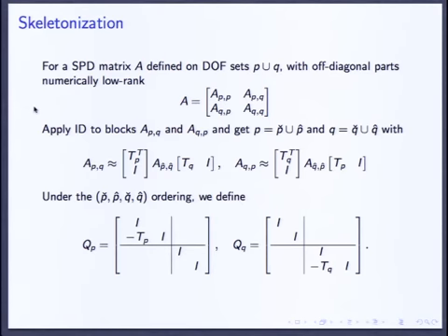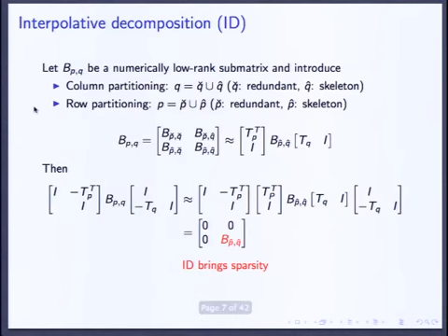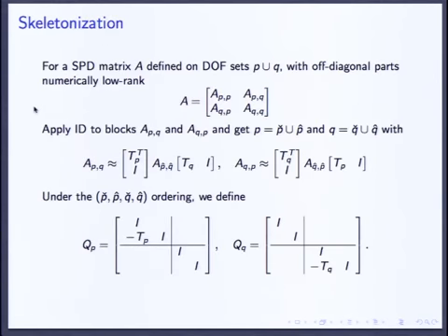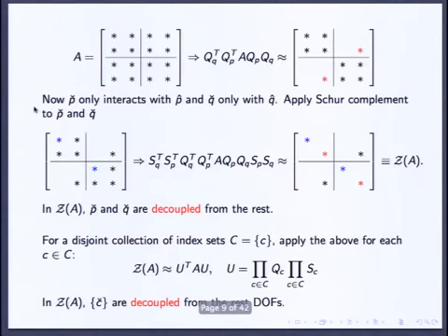Now, if you allow me to introduce this Q_P matrix and Q_Q matrix, what are these matrices? These are essentially the matrices that I used here, but I have to extend the dimension so that one of them works on the P degrees of freedom and one works on the Q degrees of freedom. The reason is that P and Q are each separated into P check, P hat, Q check, Q hat: the redundant members in P, skeleton members in P, redundant members in Q, skeleton members in Q. So now I can write this A matrix in a 4x4 block form.